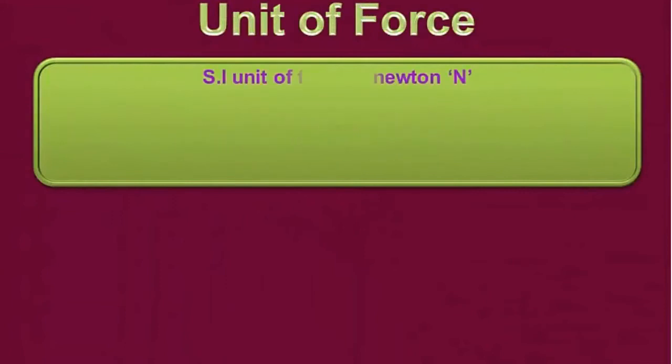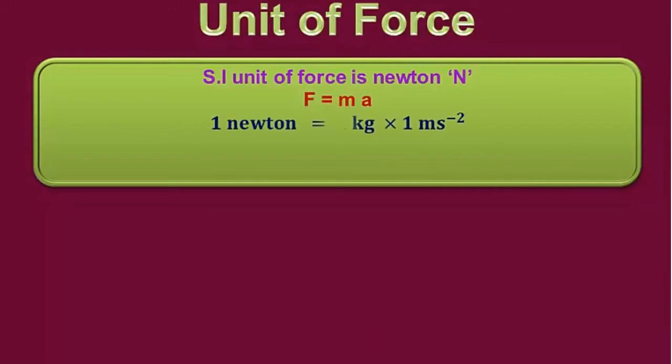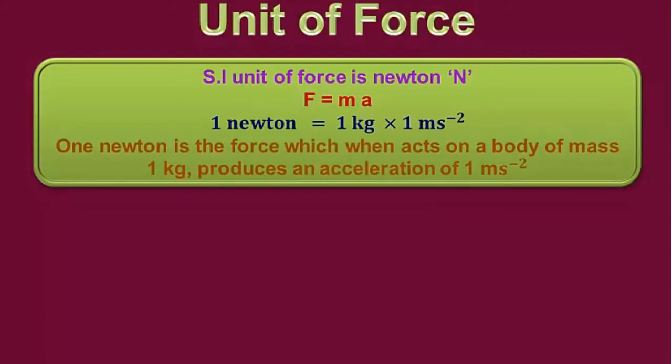Unit of force. The SI unit of force is Newton, and it is denoted by N. As you know, force, F, equal to mass multiplied by acceleration. On substituting the SI units of mass and acceleration, that is, 1 Newton equal to 1 kilogram multiplied by 1 meter per second square. Hence 1 Newton is the force, which when acts on a body of mass 1 kilogram, produces an acceleration of 1 meter per second square.